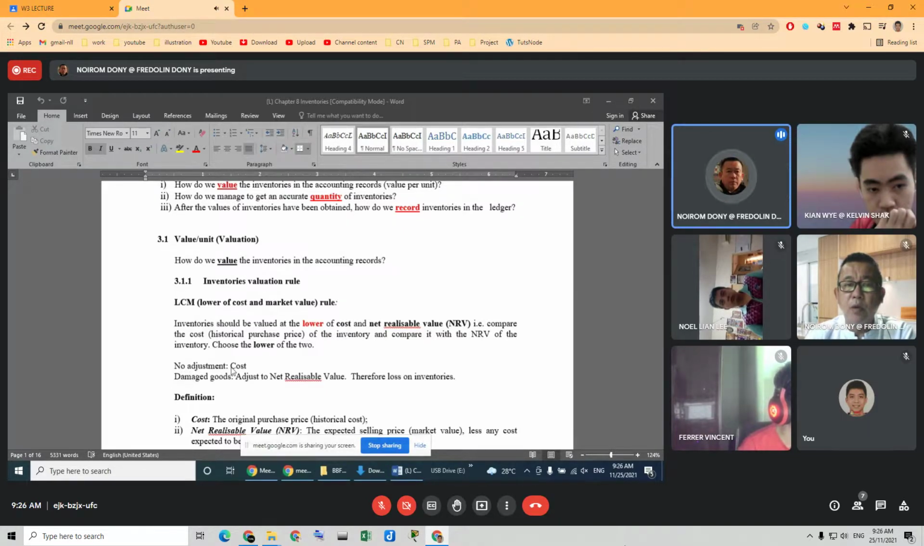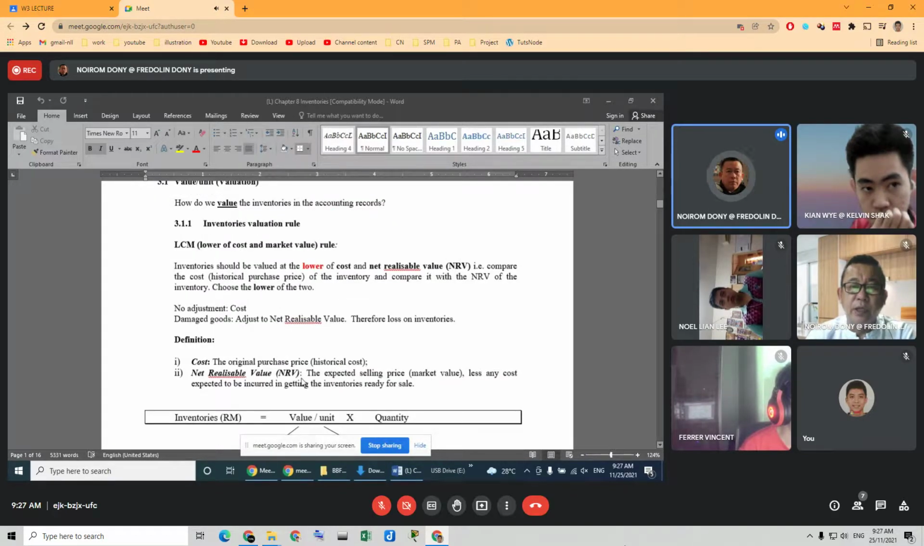Okay, no adjustment. So for cost, we take no adjustment. But for net realizable value, we have to do adjustment. Let's say if they have damaged goods, we have to process those goods in order to make them sellable. So we have to adjust the value to net realizable value. So we minus. This is how we minus.